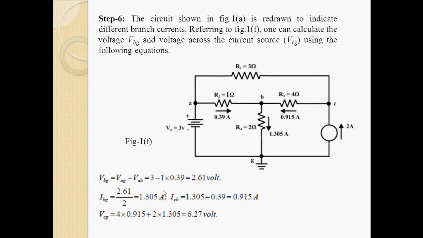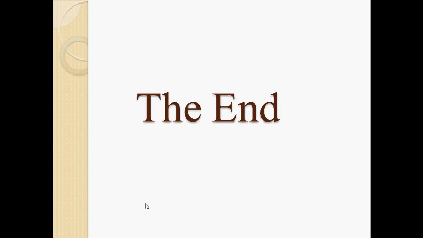Step 6, you can calculate the branch voltage. Once you know the value of this current, then you can calculate this voltage, and anything else. So this is the end. Assume you understand Thevenin's theorem. So thank you.